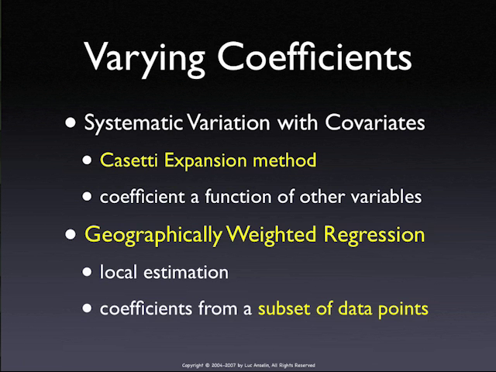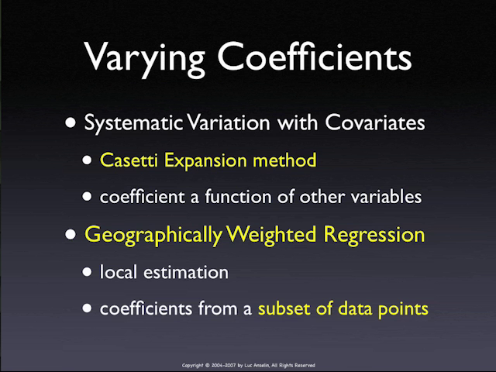And the first method I want to talk about is this expansion method. There's actually a number of different ways to deal with varying coefficients, and the important distinction is between this method here, which lets the parameters or the coefficients vary systematically with other variables, or with covariates, as I call them, and then the geographically weighted regression method, which is much more of a non-parametric approach to the same problem. It's a local regression or local estimation approach, which actually lets the data determine the variability of the coefficients. So these are two different perspectives on the same problem.